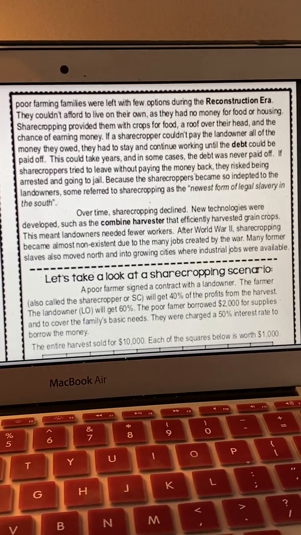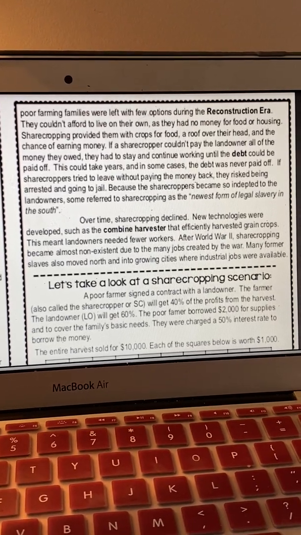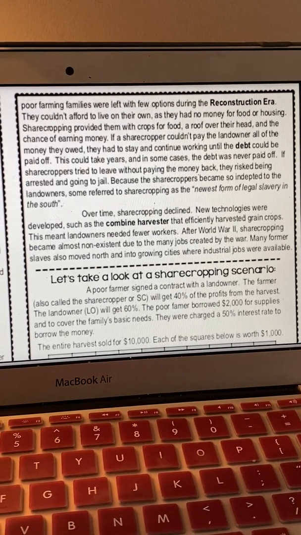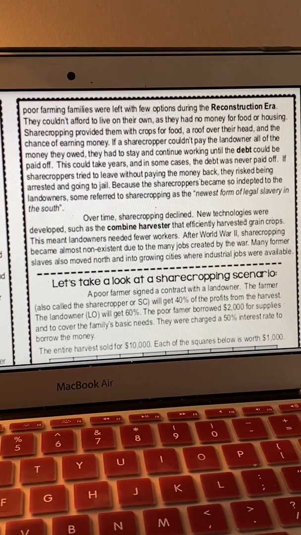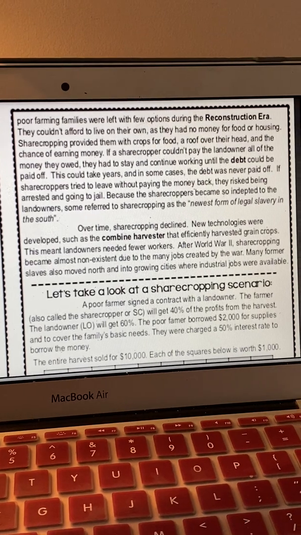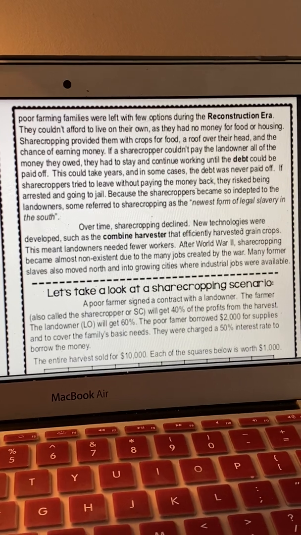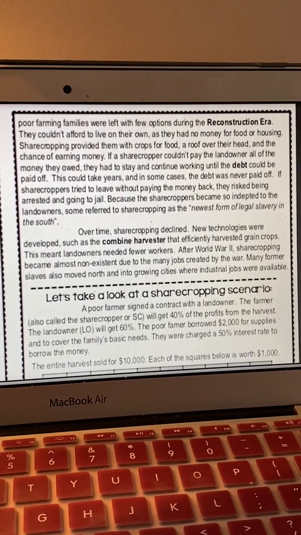until the debt could be paid off. This could take years, and in some cases, the debt was never paid off. If sharecroppers tried to leave without paying the money back, they risked being arrested and going to jail. Because the sharecroppers became so in debt to the landowners, some referred to sharecropping as the new form of legal slavery in the South. Over time, sharecropping declined.